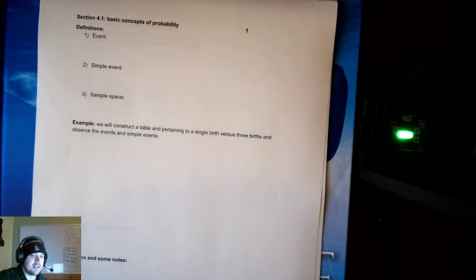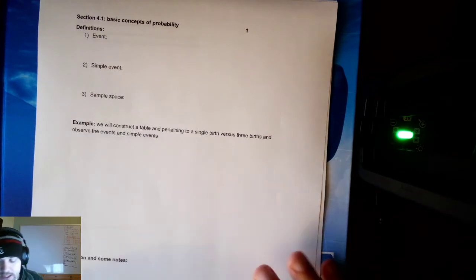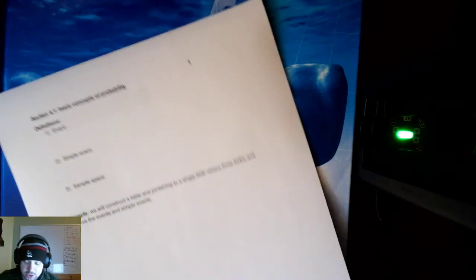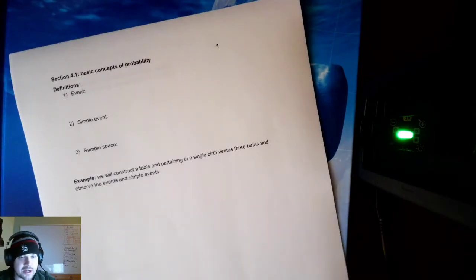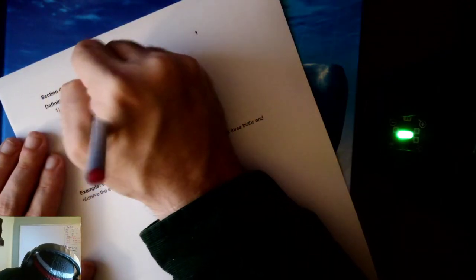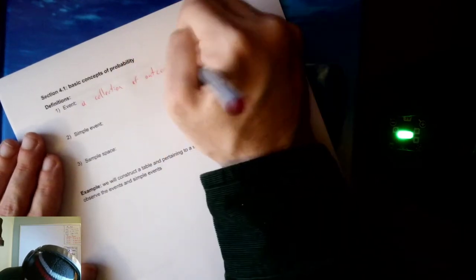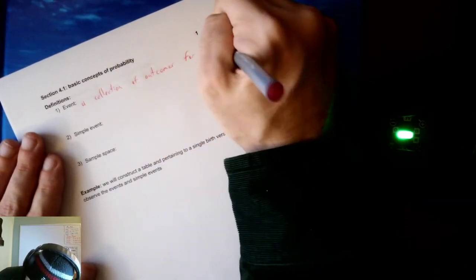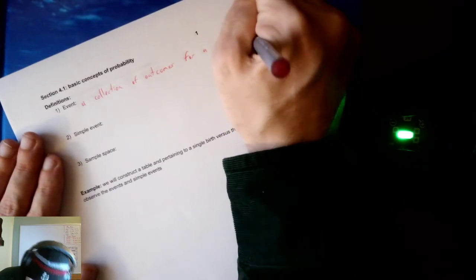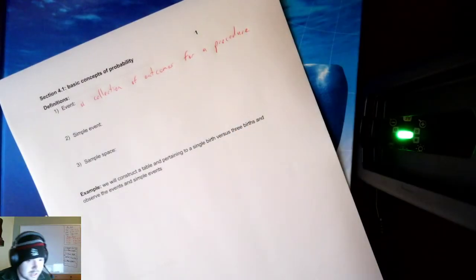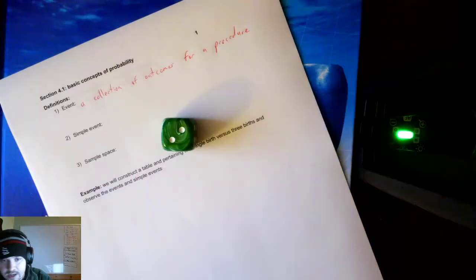Today we're going to be talking about the introduction to probability. For this section, we're going to want a bunch of different definitions first. And the first definition is an event. An event is a collection of outcomes for a procedure.